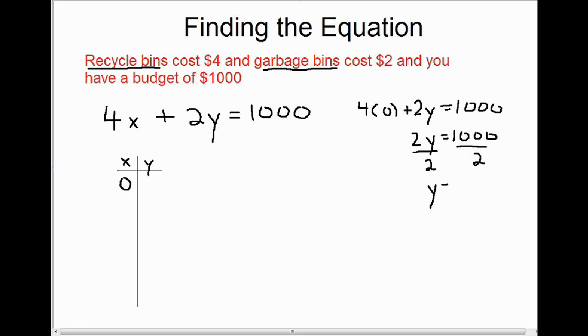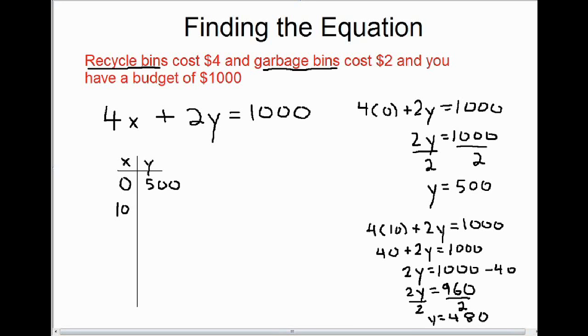So if we buy 0 recycle bins, that means we could afford 500 garbage bins. Well, what about if we bought 10 recycle bins? Suppose 10 was x. Again, we're going to substitute in that value for x. So instead of writing x, we're going to write 10.